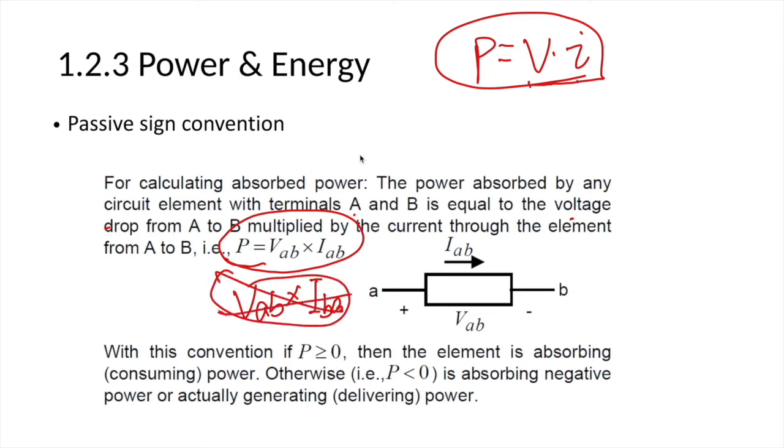Remember that the passive sign convention requires that the reference direction is from A to B for both voltage and current. In this convention, if P is greater than 0, then the element is absorbing power. If P is smaller than 0, it is absorbing negative power. Absorbing negative power means it is actually generating power.